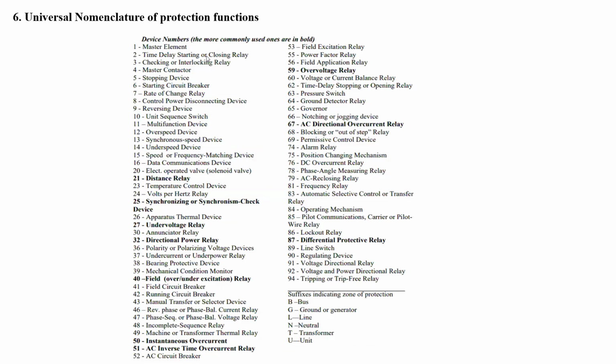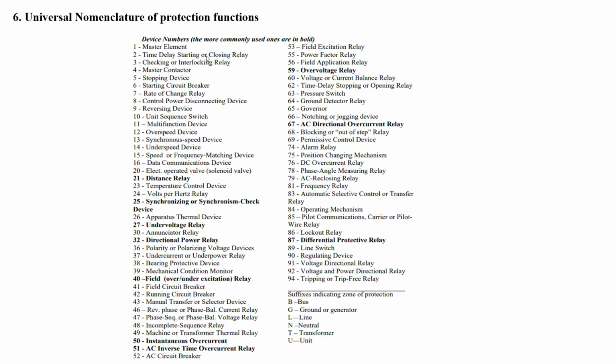And here I'm listing out the universal nomenclature of the protection functions. If you check, I think in this forum many people have worked on sites for higher voltages. You might have observed some numbers in the protection relay schematics, like 21, 87, 87B, 87L.